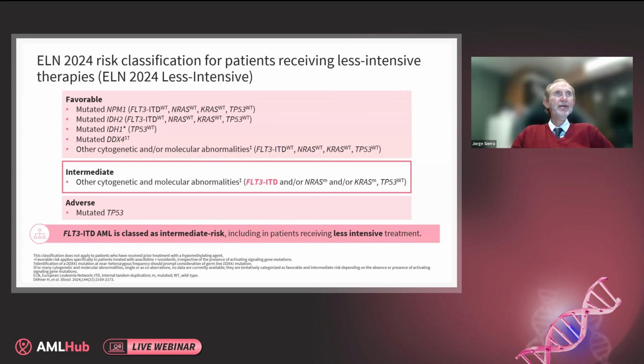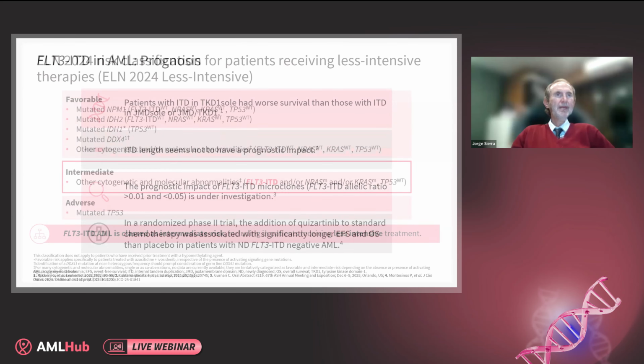As we move to the ELN 2024 risk classification for patients receiving less intensive therapy, mainly venetoclax azacitidine and ivosidenib azacitidine, the patients with FLT3-ITD without mutation in TP53 are classified also as intermediate risk.